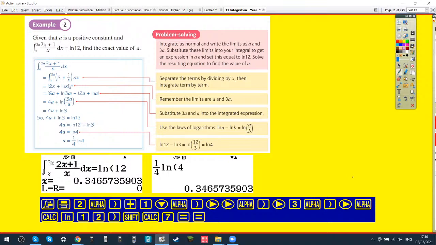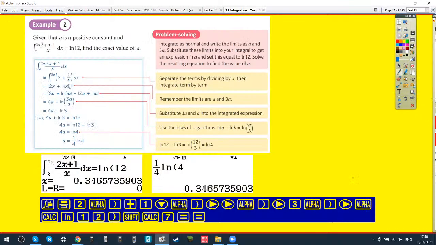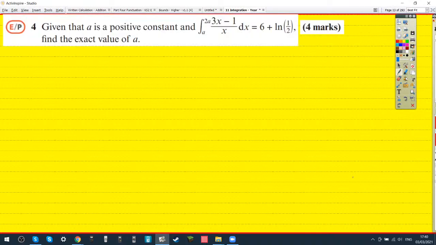Got it. And you can check your answer as the decimal, but they wanted the exact value, so you can't just use the calculator. Right. Very happy to see another one of these. Let's do it.